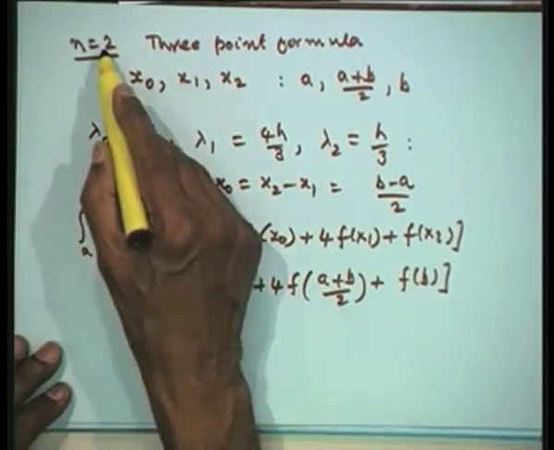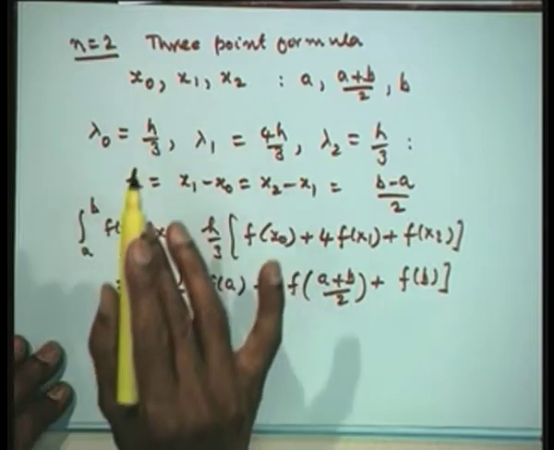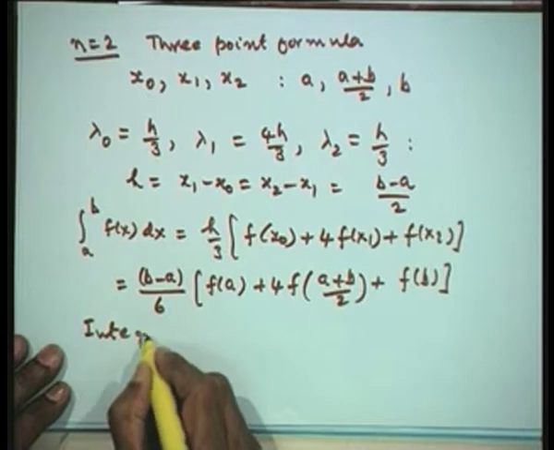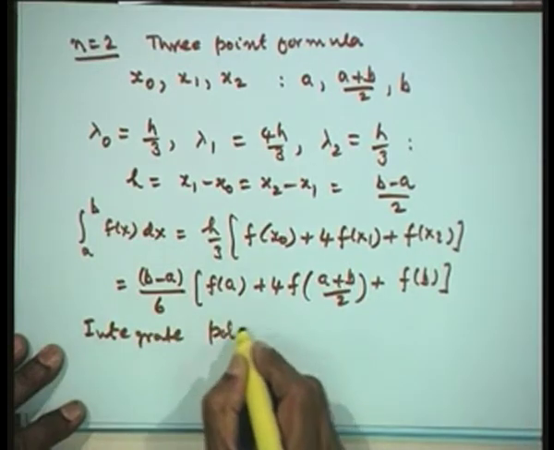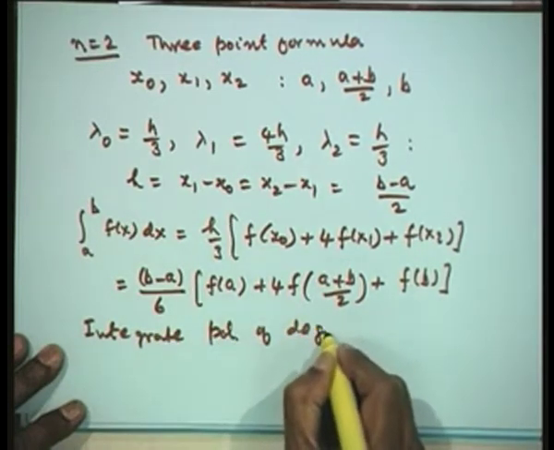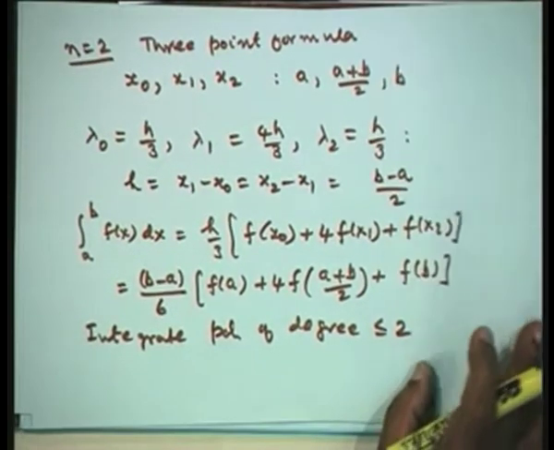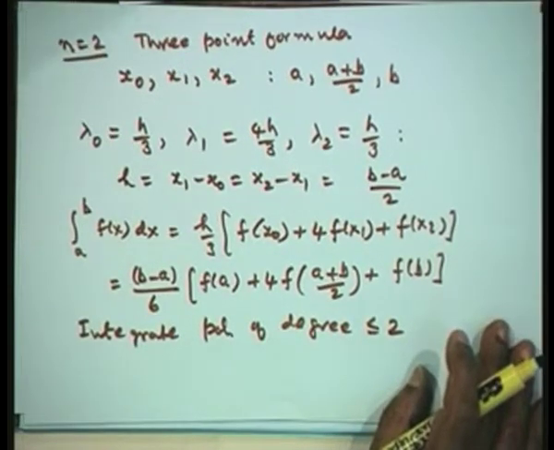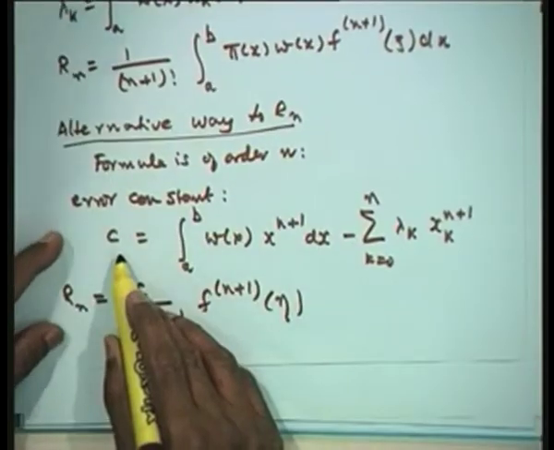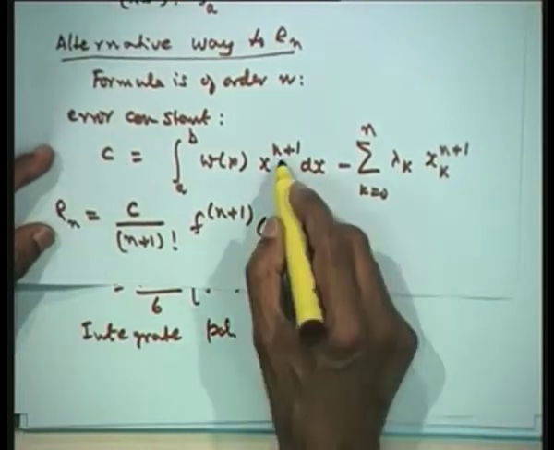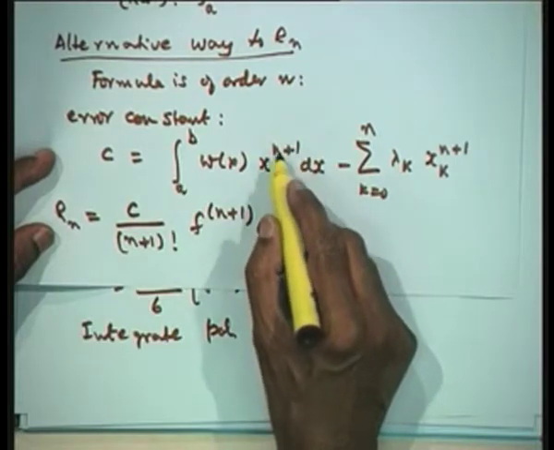Now, n = 2, therefore it should integrate polynomials of degree less than or equal to 2. So, let us first say it integrates polynomials of degree less than or equal to 2 exactly. Therefore, our error term should come from the next power of x, that is x cubed. This is n = 2, therefore I must use x to the power n + 1, that is 3, and that should give me the error constant. Therefore, let us write down the error constant.